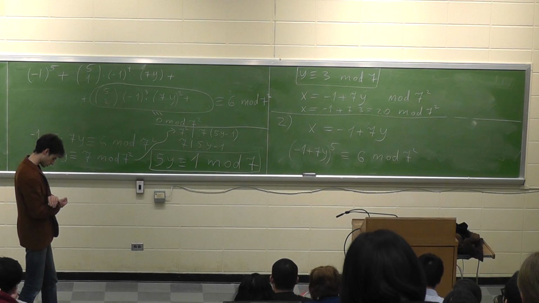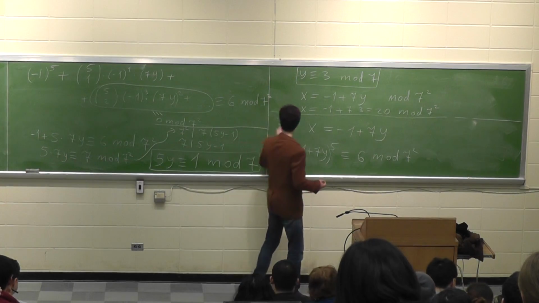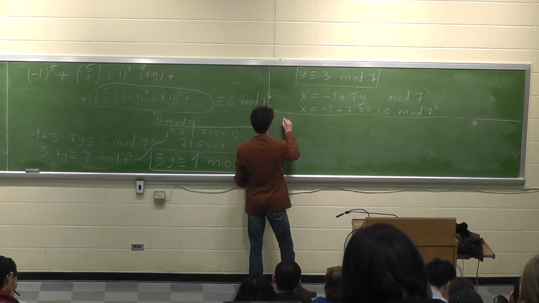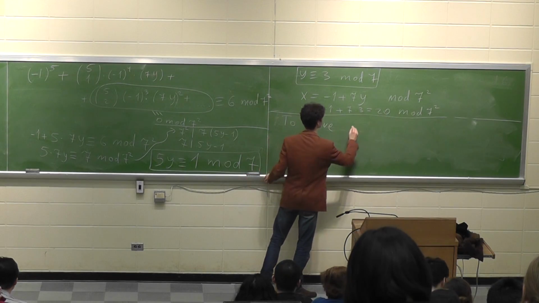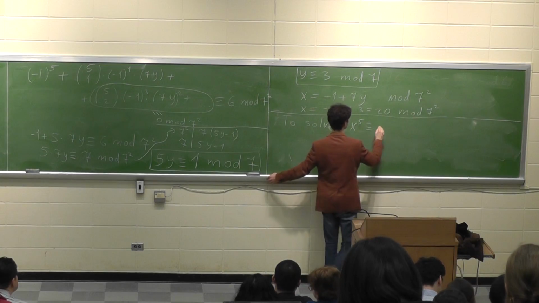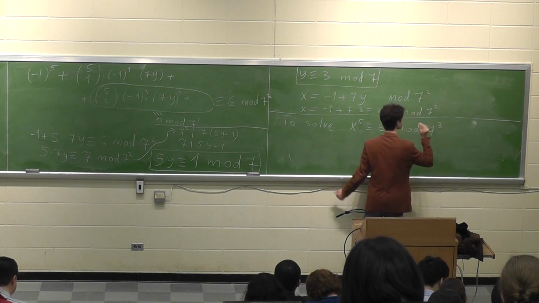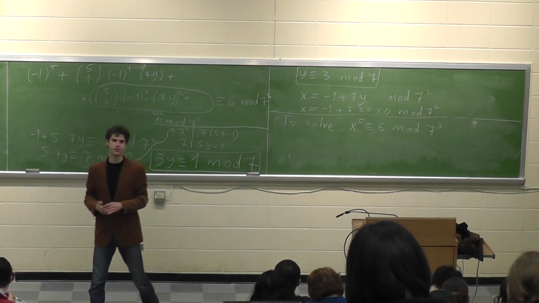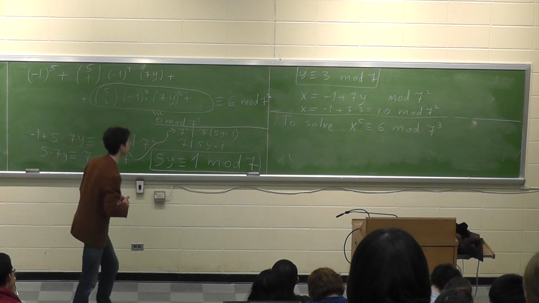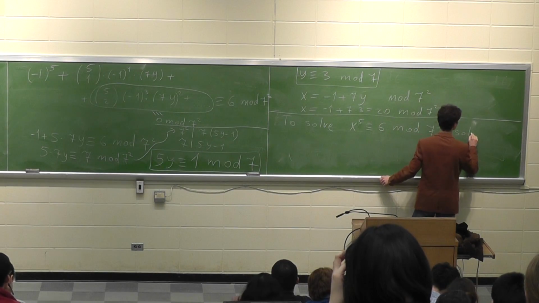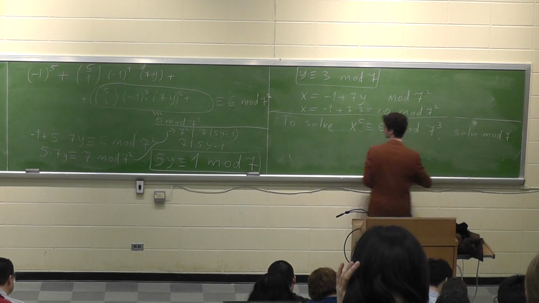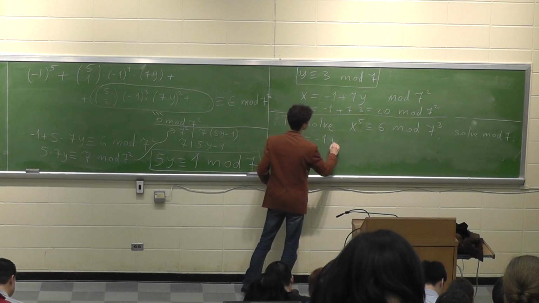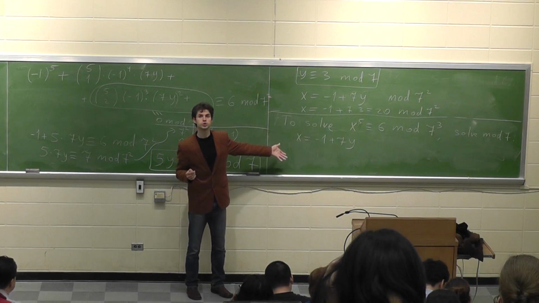So suppose further, if I want to solve x to the 5 is congruent to 6 modulo 7 cubed, if I want to solve such an equation, well, it seems that it's much more complicated, but the idea is the same. You first solve modulo 7, so we know what we get. We know that x is minus 1 plus 7y for some y. That's the solution modulo 7.